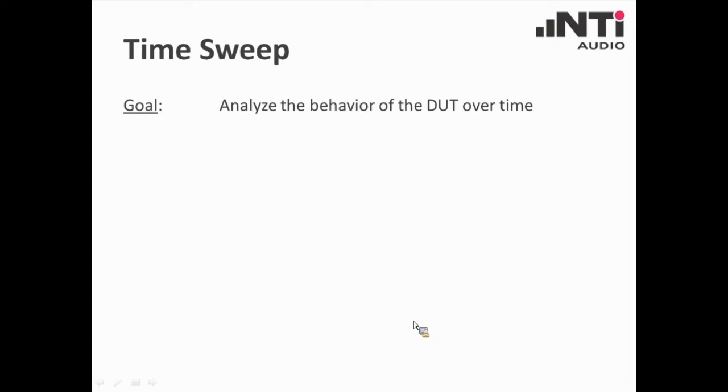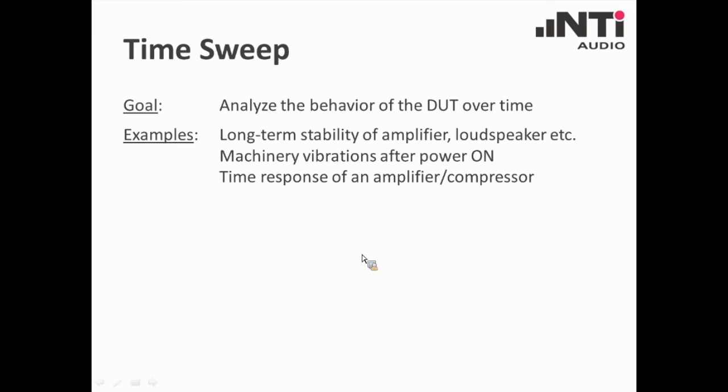Time sweeps are usually used to analyze the behavior of the device under test over time. Some examples: if you want to determine the long-term stability of an amplifier or a loudspeaker, or analyze the response of a machine to power on, you want to measure the vibrations of this machine after it has been switched on. Or you want to measure the time response of an amplifier or a compressor to quickly changing input signals. Let me show you that in two pictures.